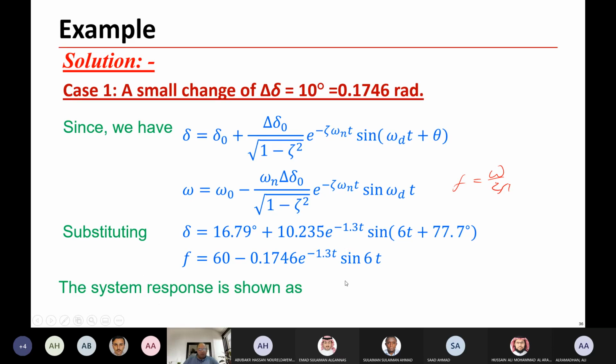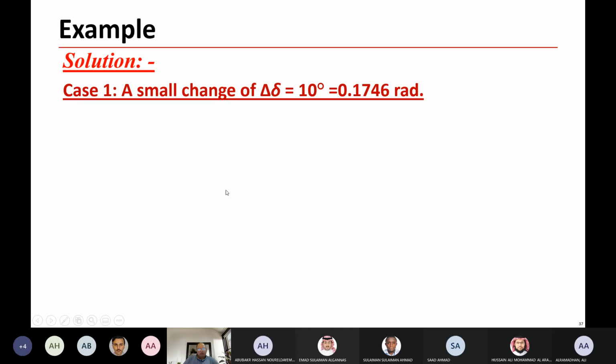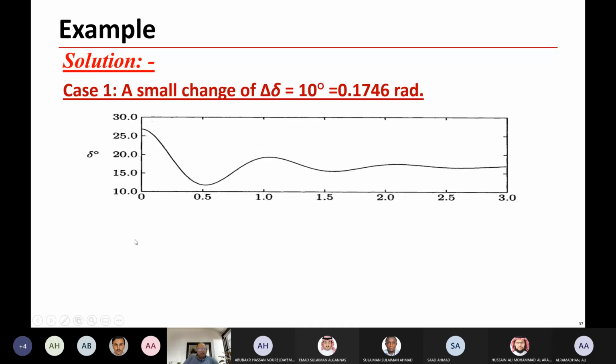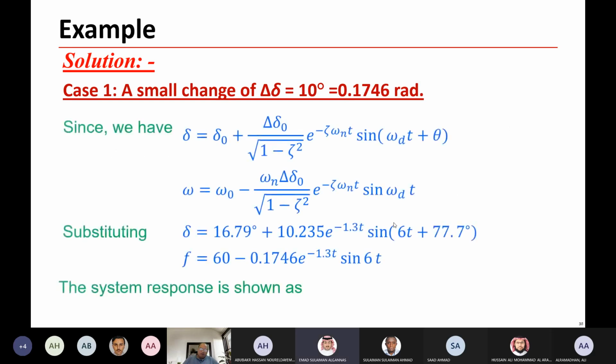The system response is shown as, of course, you can plot delta of t. You can have the initial angle. Ahmad Sulaiman. Yes, Dr. Yes, please. Repeat the last part. Yes, the previous slide. This one? Yes, doctor. This is just substituting here in these two formulas, which were derived earlier.